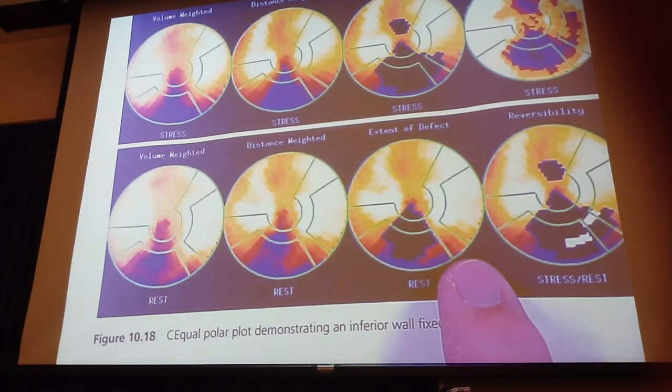Without doing this, well, I guess if you just did the resting images and you saw that there was a perfusion defect, that would be a fairly informative picture, wouldn't it? Because it would tell you that if they're not getting perfusion on the rest, more than likely that area is infarcted.